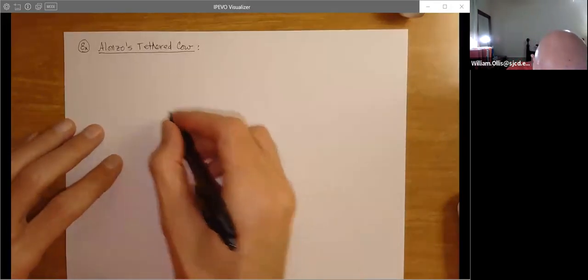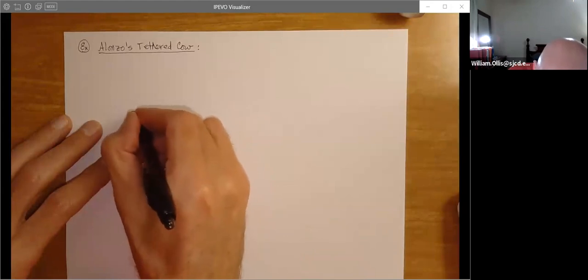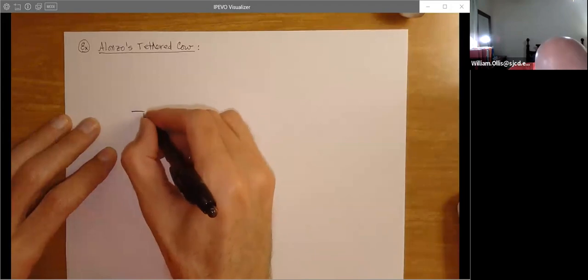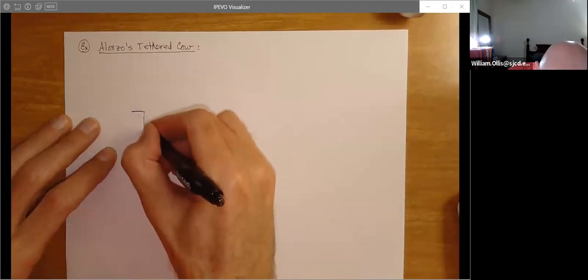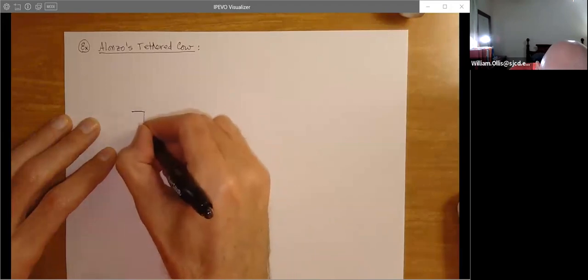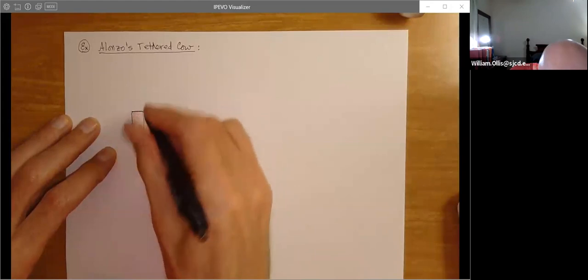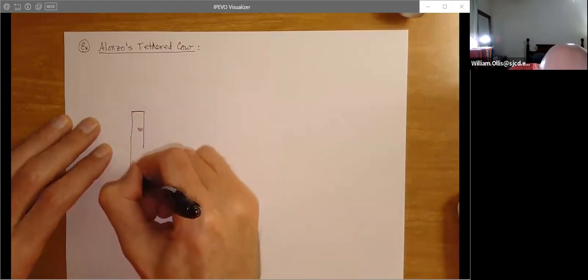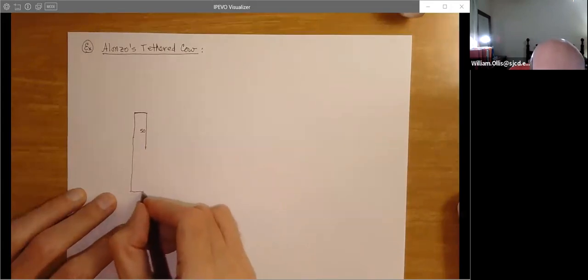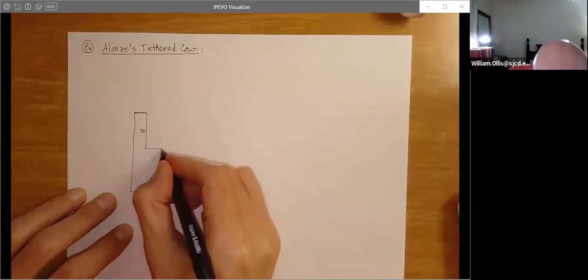So here's how it looks. We've got a building, and this is in your WebAssign. This is an excellent example. So we've got a dimension here of 50, this side. And then we move down. This is a strange looking building. And of course, we've got a lot of right angles.